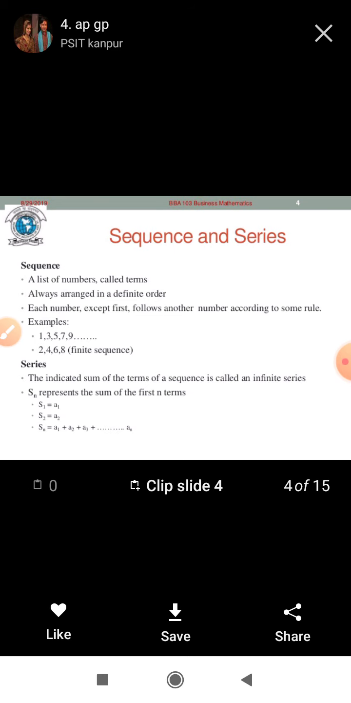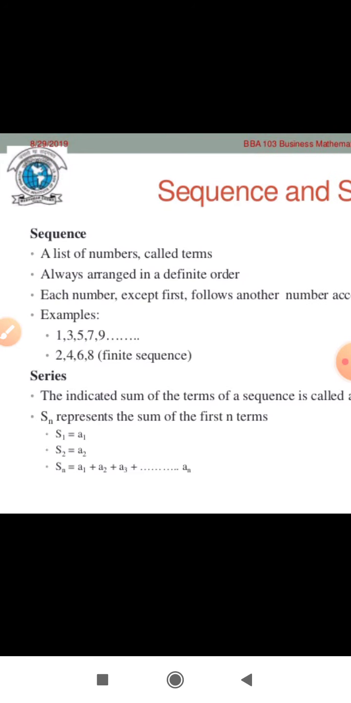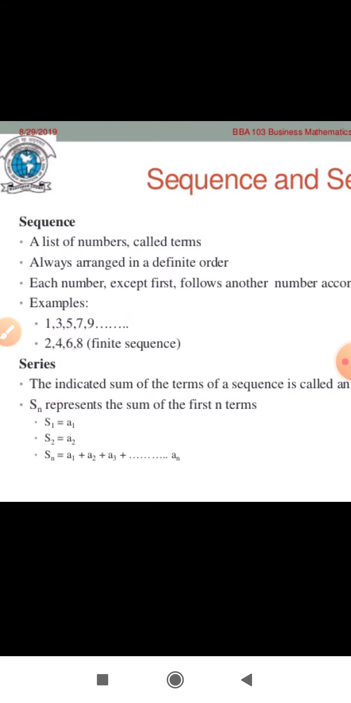So now, sequence and series. Sequence: a list of numbers called terms, always arranged in a definite order. Each number except the first follows another number according to some rule. Example: 1, 3, 5, 7, and so on. This is an arrangement of n numbers, where the difference between every consecutive term is 2.